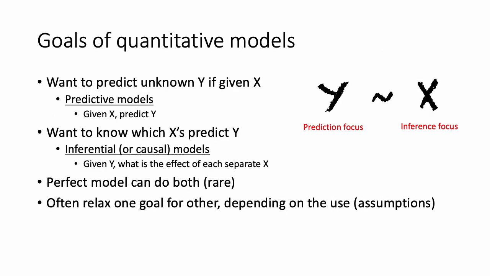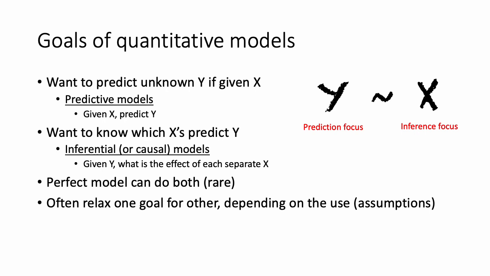So when we think about the goals of quantitative models, I generally break these down into two broad categories. The first: we want to predict an unknown y if we have a given x. So we're given a set of inputs and we want to know some output. We're given the weather today; I want to know whether it's going to rain. We're given a patient's risk factors for atherosclerotic disease; we want to predict whether they'll actually have it or not. The goal here is to predict y accurately, and we'll talk about that in a little more detail.